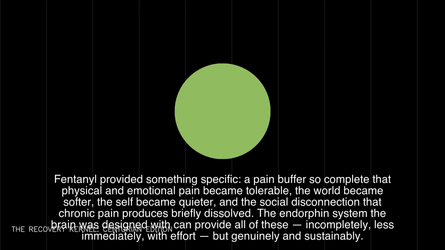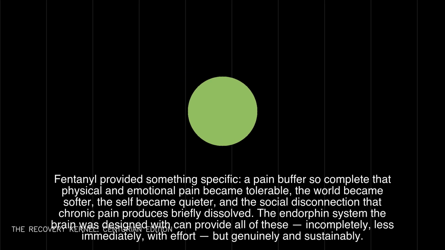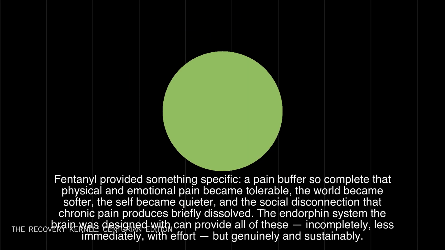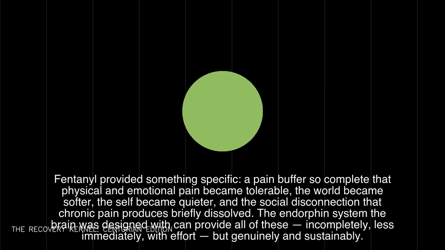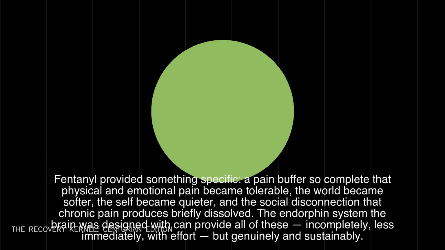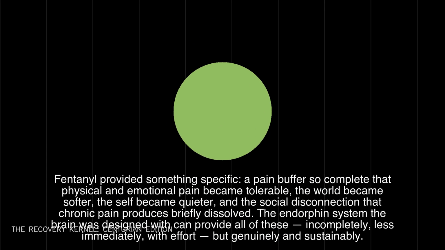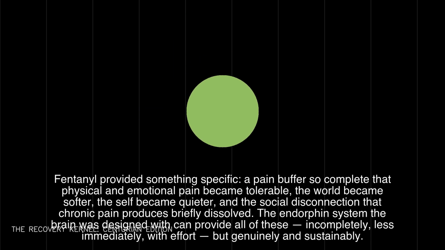Section 6, Building the Natural Endorphin Architecture. Classical Building the Centurion Paper C-28 applied to fentanyl recovery, the pain buffer the body already knows how to build. Fentanyl provided something specific, a pain buffer so complete that physical and emotional pain became tolerable, the world became softer, the self became quieter, and the social disconnection that chronic pain produces briefly dissolved.